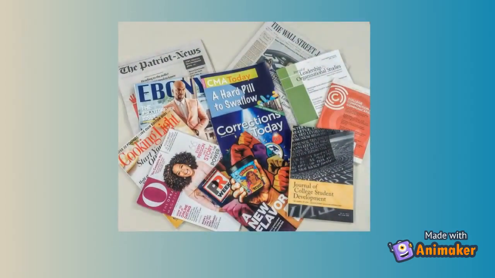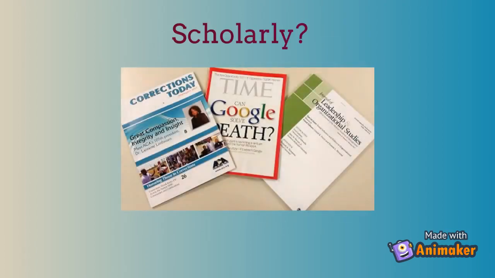Articles can appear in newspapers, magazines, trade publications, and scholarly journals. You can find them in print or published completely online. For assignments, you are usually requested to use scholarly or peer-reviewed sources. So how can you tell if a source is scholarly?